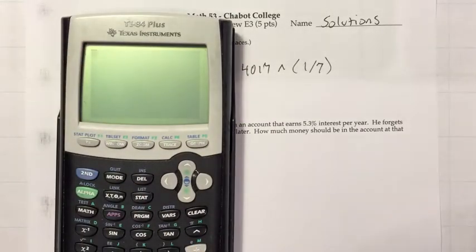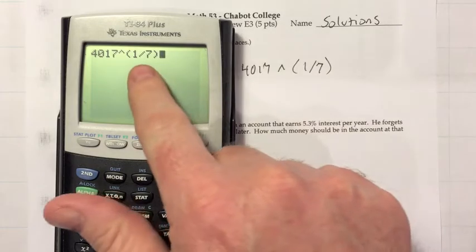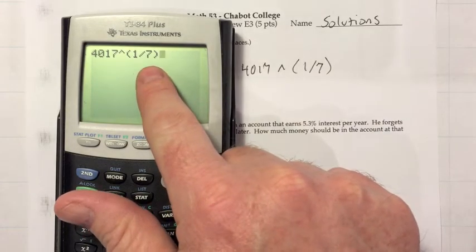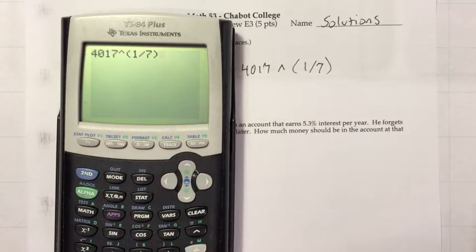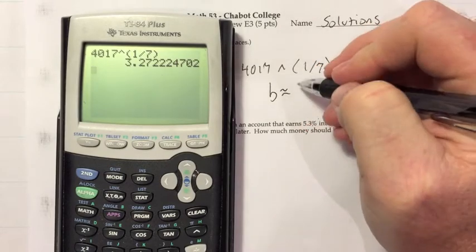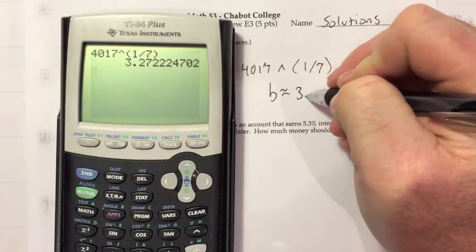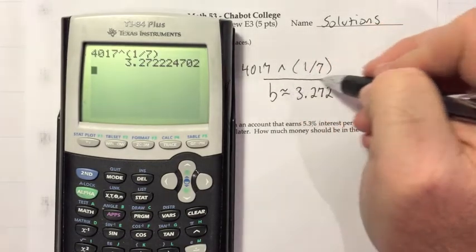So I'm going to take that 4017 and raise that to the 1/7. Very important when you have an exponent that's a fraction that you put that exponent inside of parentheses, otherwise you're only raising to the numerator instead of to the whole fraction. So we'll press enter and then we'll get our approximation. They said to round to 3 decimal places, so b is approximately 3.272. So that's the answer to that one.